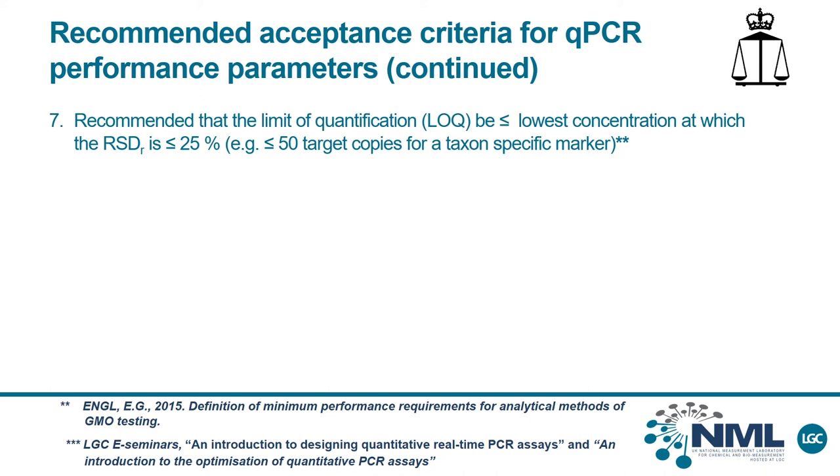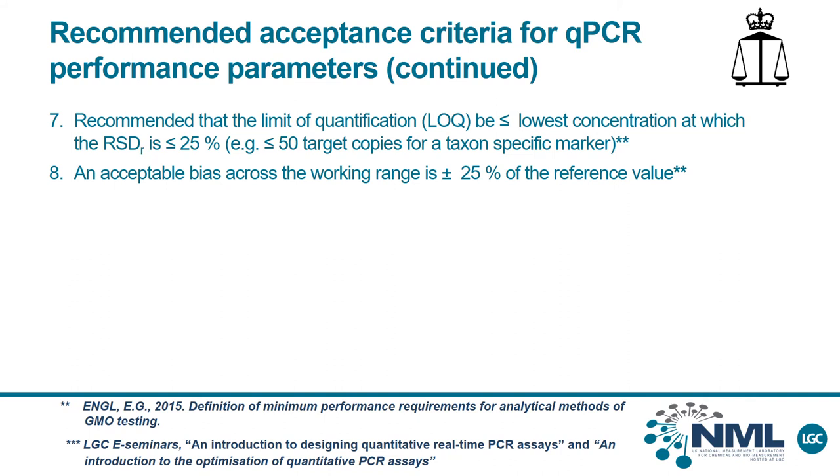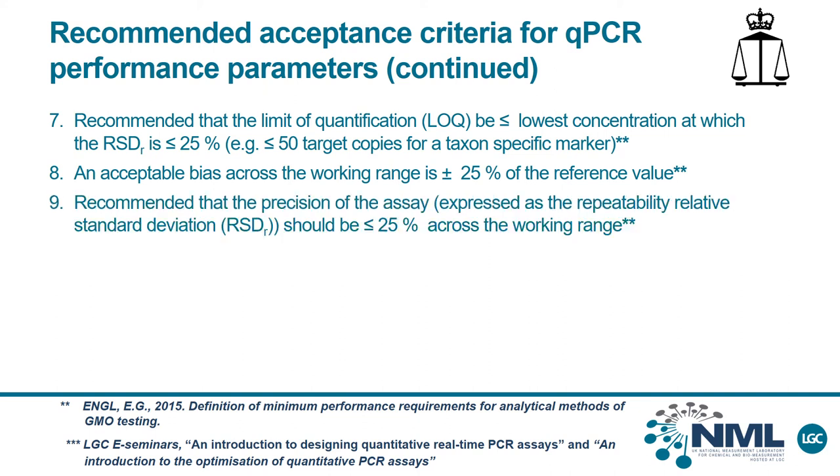As a rough guide, the expected LOQ for a typical taxon-specific marker would be in the region of 50 target copies. An acceptable level of bias across the working range is plus or minus 25% of the reference value. And finally, in terms of the level of acceptable intra-laboratory variation for an assay, as determined by calculating the repeatability relative standard deviation across the working range, a value at or below 25% would be considered acceptable.